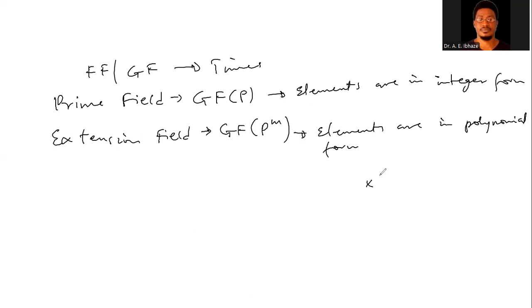And this is the extension field because all the elements are in polynomial form, because it is to the power of m. So we can say x to the power of 2 plus x to the power of 1 plus 1 plus x to the power of 3 plus x to the power of 4 all the way, okay? So this is polynomial form.